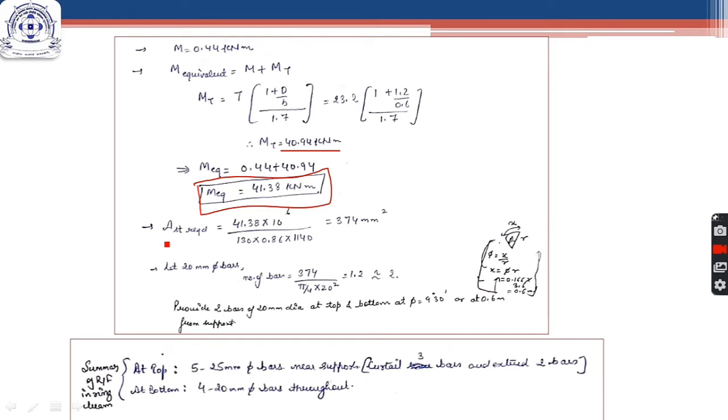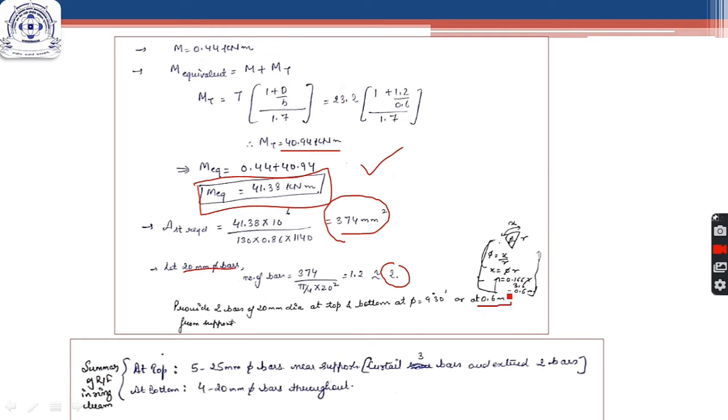So we provide the longitudinal reinforcement in the circular beam due to this particular moment, which is the equivalent bending moment, and this is calculated by M upon sigma st j d. It is coming out to be 374. So assuming diameter of bar 20 mm, we get 2 bars. So 2 bars of 20 mm diameter at top and bottom at phi is equal to 9 degree 30 minutes is provided to resist the maximum torsional moment at 9 degree 30 minutes.